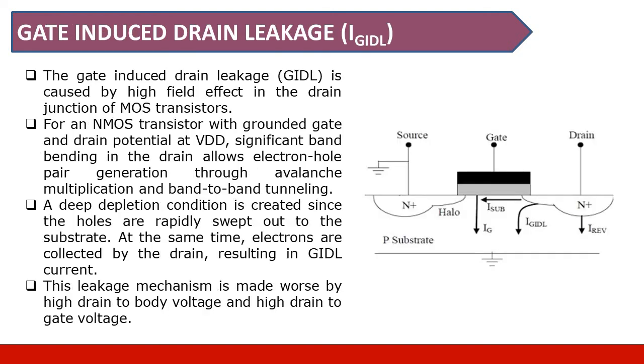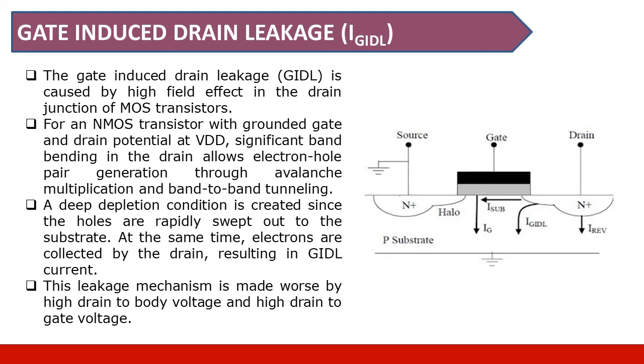Next, we have gate-induced drain leakage, which is known as GIDL. This GIDL is caused by the high field effect in the drain junction of the transistor. Note it down: drain junction of the transistor, not the source. That's why it is known as gate-induced drain leakage.